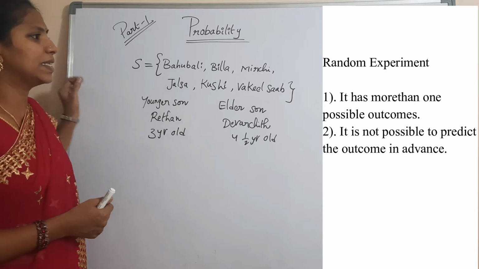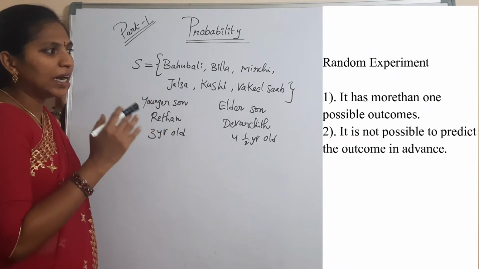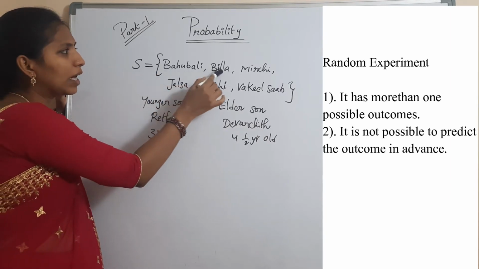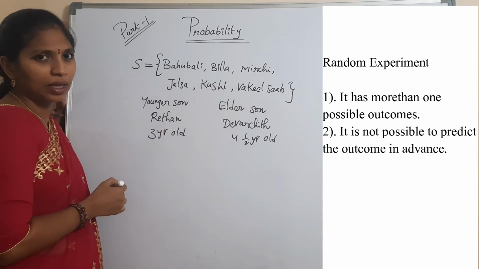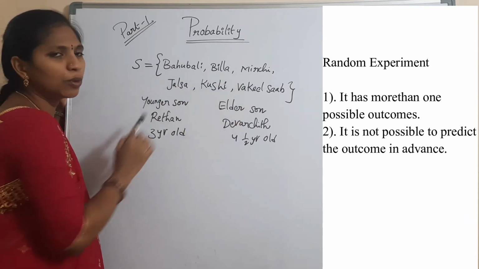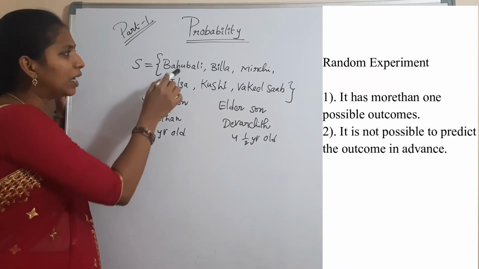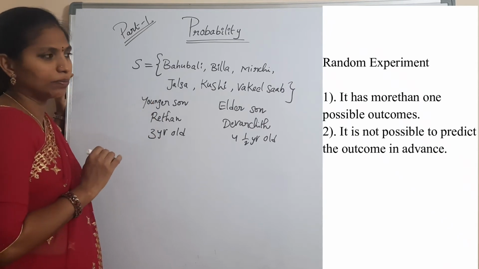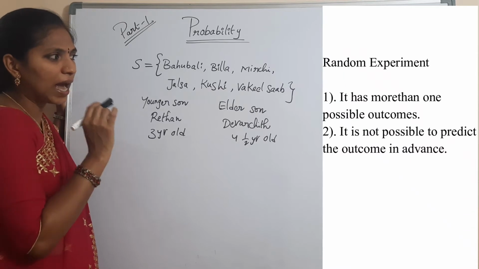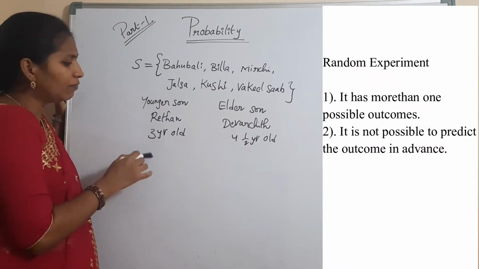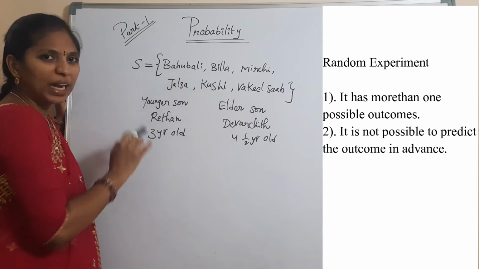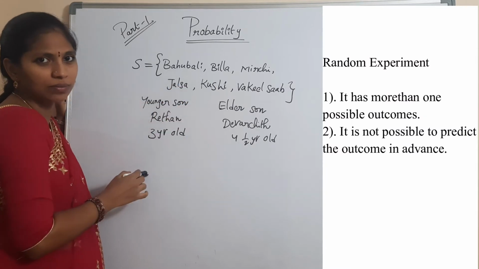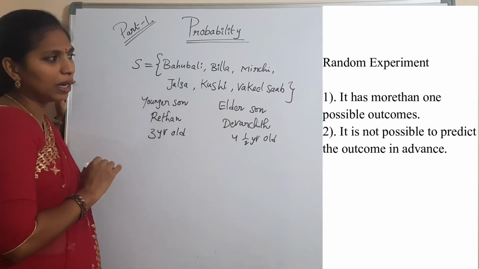Suppose, see this example. First condition is it has more than one possible outcome. See, in this S folder, how many movies are there? 6 movies. Prabhas movies are 3 and Pawan Kalyan's movies are 3. So definitely there is not only one outcome, more than one outcome. So the first condition is satisfied. If my kid wants to open any movie of Prabhas, there are 3 possible ways. There are 3 outcomes.